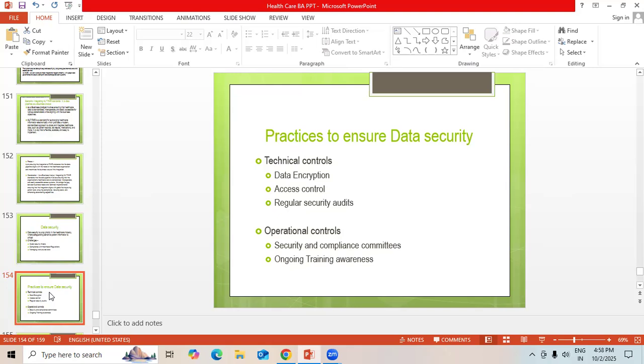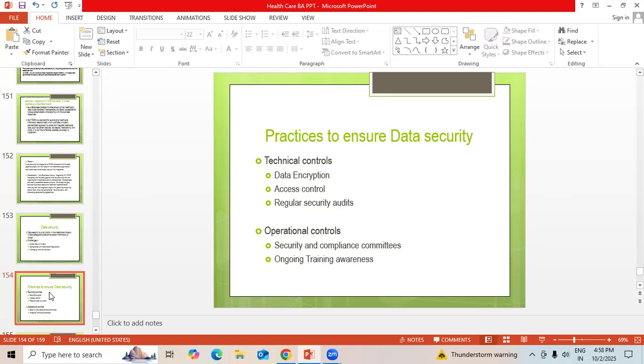Next is access controls, implementing robust access control measures like multi-factor authentication or role-based access controls, so that only authorized personnel can access sensitive data. Third is regular security audits, because conducting regular security audits helps identify vulnerabilities in the system and also ensures the data security measures are up to date.